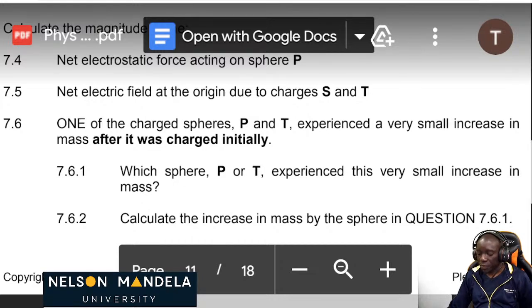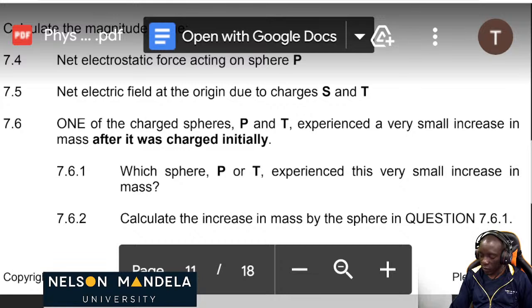Okay, sorry about that. So the forces here are such that the force from T to P, let's label according to FTP, and the force from S to P, FSP. So these are the two forces which are acting on P, and the resultant of these two forces will give us the net electrostatic force acting on P.